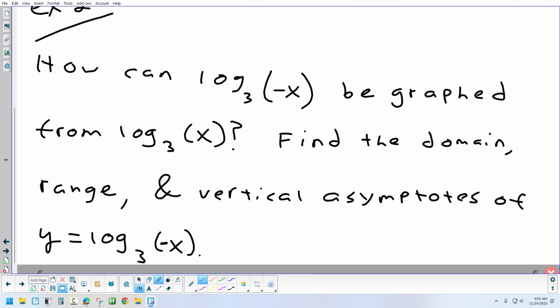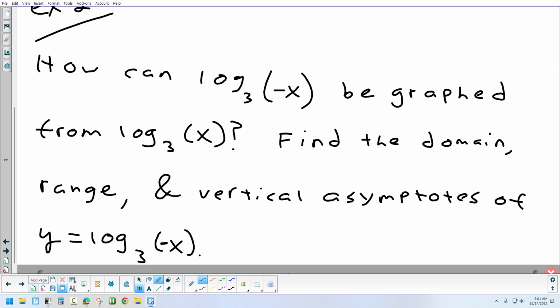Okay, so it says, how can log base 3 of negative x be graphed from log base 3 of x? Well, first thing is when you are comparing two logs, they need to have the same base. If they didn't have the same base, that would be like me asking you to compare a square root to a cube root. They're different. You can't compare them. So whenever you're transforming logs and comparing them, the bases will always be the same.